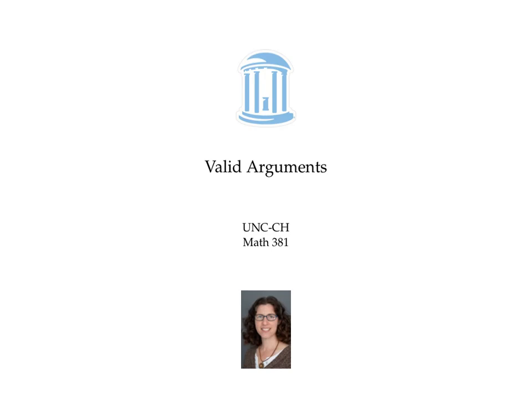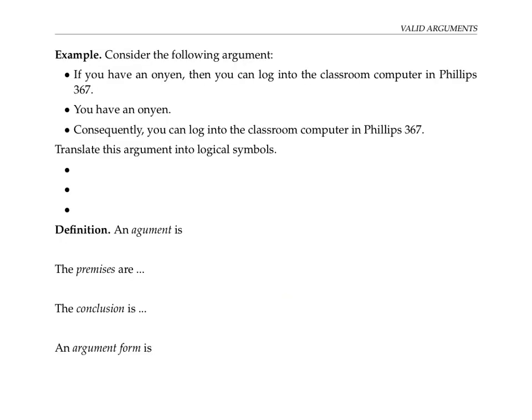This video introduces the idea of a valid argument, an argument in which the conclusions follow from the premises. Let's start with this example. If you have an onion, then you can log into the classroom computer in Philips 367. You have an onion. Consequently, you can log into the classroom computer in Philips 367.